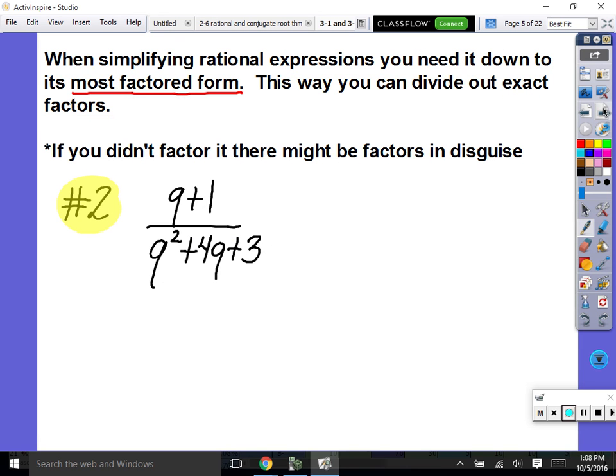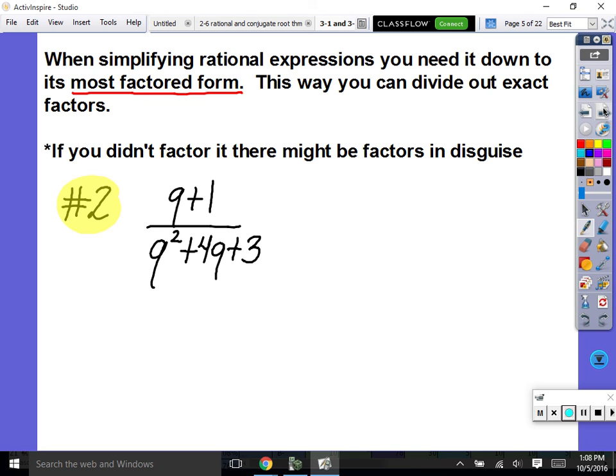Let's practice. So, number 2. Whenever we're simplifying polynomials, we want it in its most factored form. Because remember, you can only divide out exact factors, what's being multiplied. A lot of people will say, well, q plus 1 over q squared plus 4q plus 3. Now notice yours has a typo, so fix it. It just says q plus 4q plus 3. It's supposed to be q squared plus 4q plus 3.